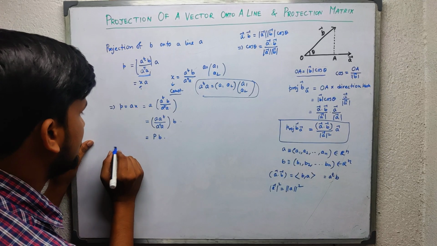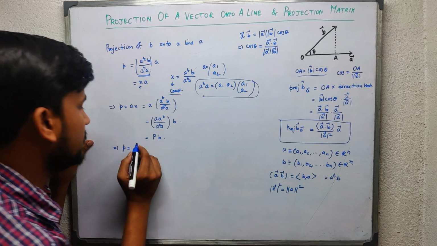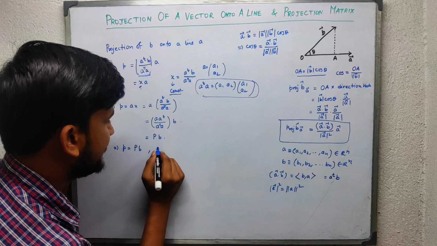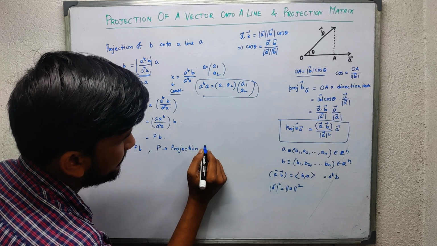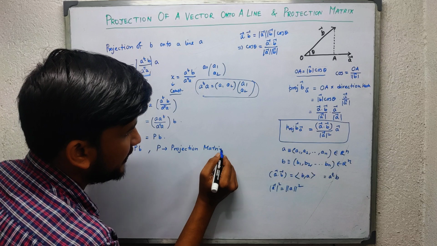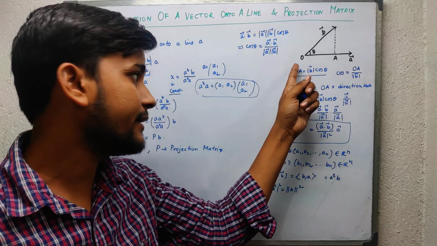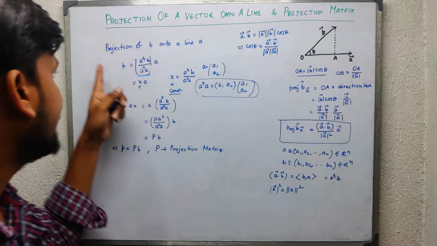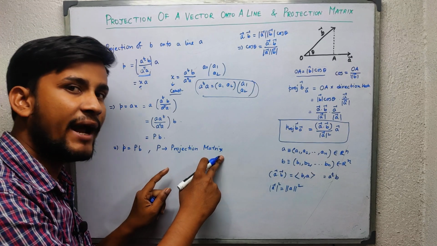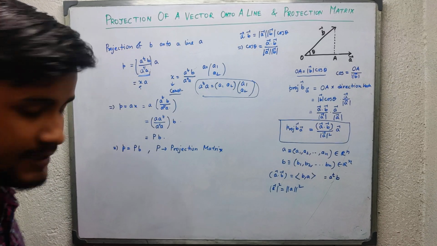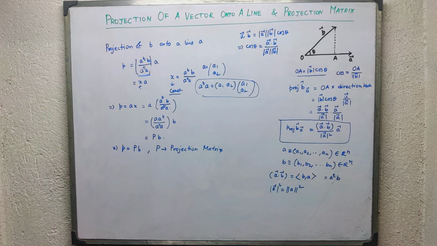So the projection equals capital P into B, and this capital P is called the projection matrix. So we started from vectors, then came to linear algebra, and now we are reaching the projection matrix. Now we take examples. First we take an example. I think you will definitely understand this topic, because it is a very interesting topic.